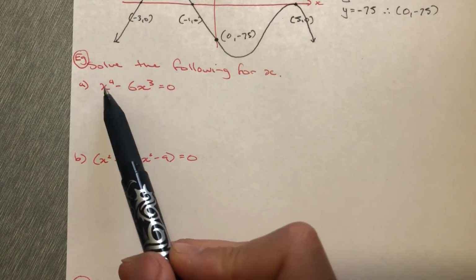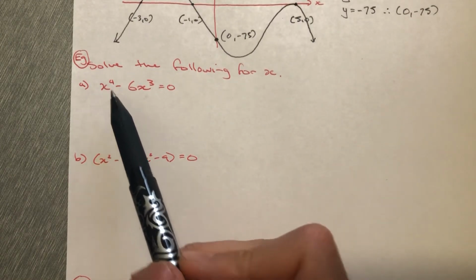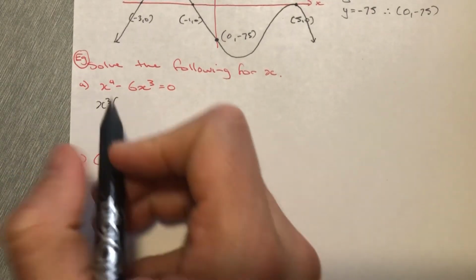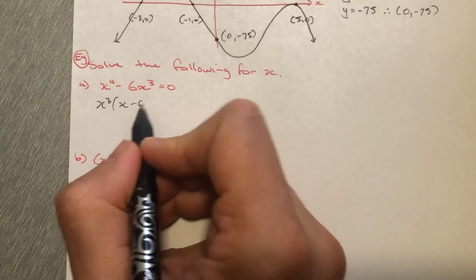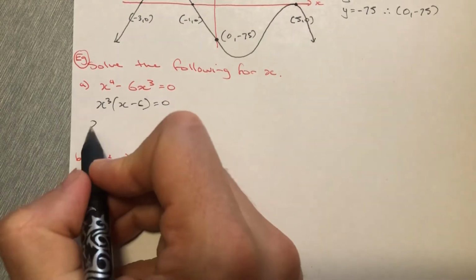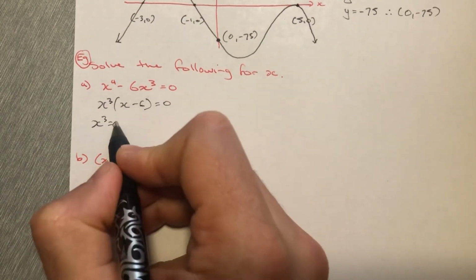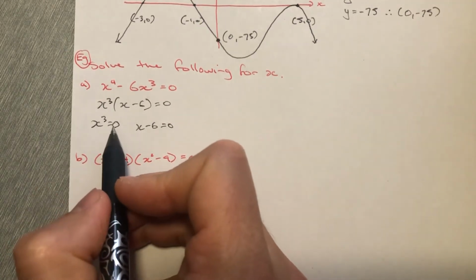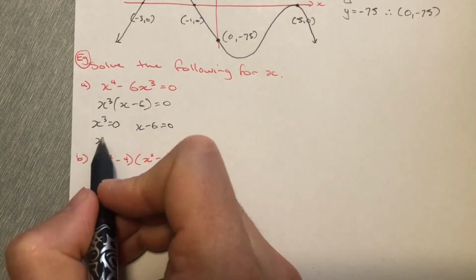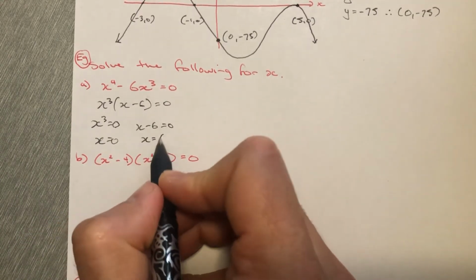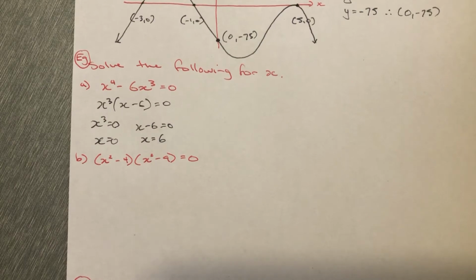I can see that there's x to the power of 4 here, x to the power of 3 here. So we can actually take out x to the power of 3, which will give us x minus 6 equals 0. So what we have now is x to the power of 3 equals 0 and x minus 6 equals 0. So x to the power of 3 equals 0, x has got to be 0, and x minus 6 equals 0, x is 6. There we go. So it's important to have a look and see if you've got any common factors first.